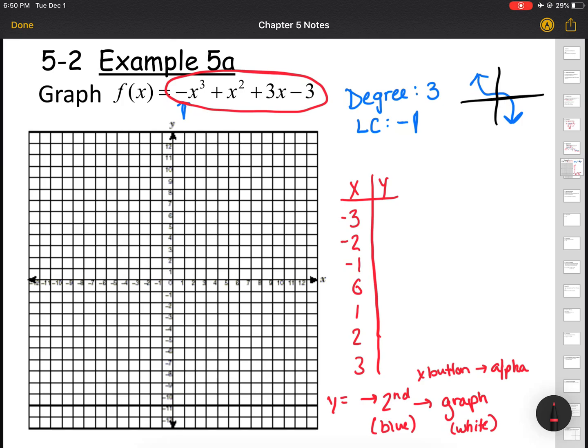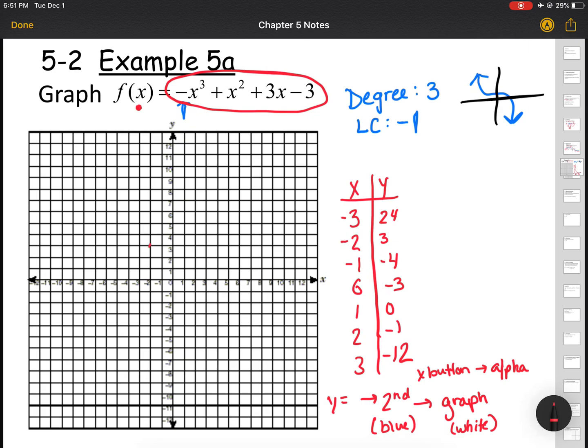When you go to do that, at -3 it tells you it's 24. And at -2 the y value is 3. Then at -1 it's -4, at 0 it's -3, at 1 it's 0, at 2 it's -1, and at 3 it's -12. And we can actually go and graph that now. At -3, 24 is obviously going to go clear off the graph somewhere, so I'll put it up here.